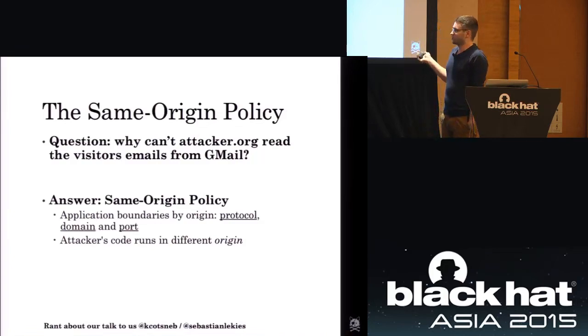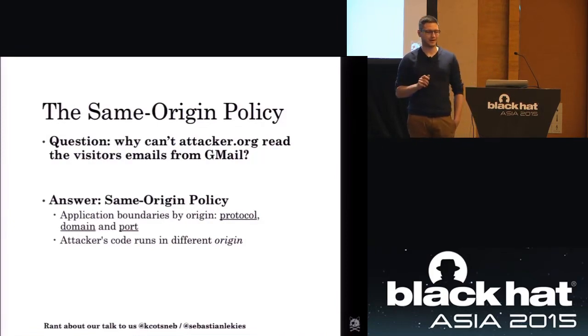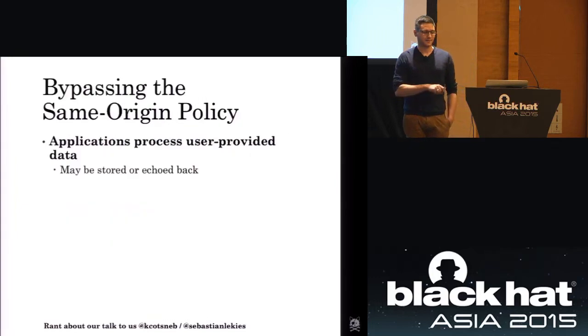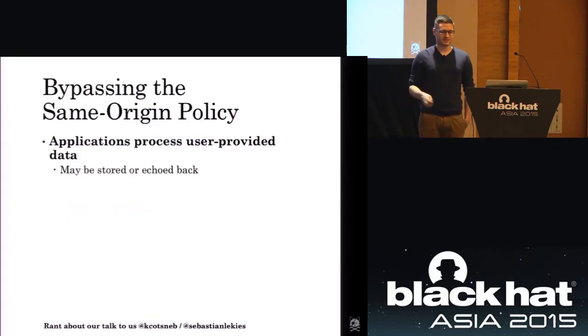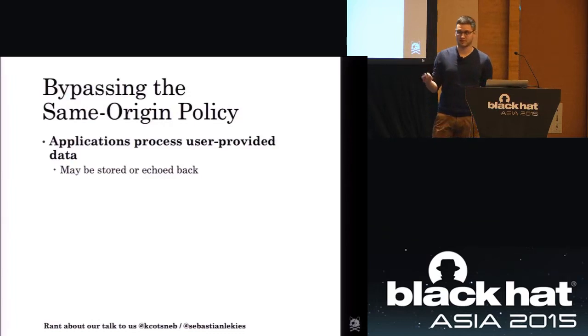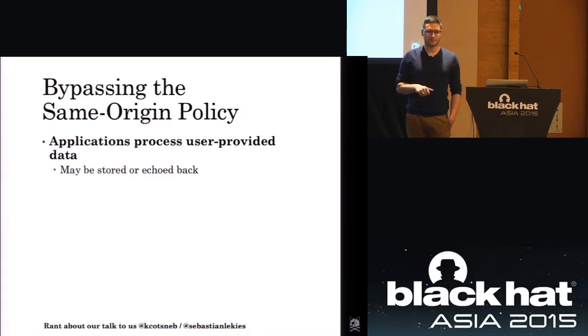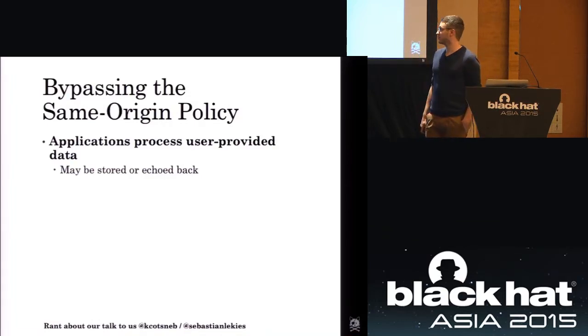This means that the attacker's code runs in a different origin. So since we're at Black Hat, this is a hacking conference, we want to know how we can actually bypass that, right? So how can we bypass the same origin policy? We have to take a look at what web applications or applications as such typically do. So they process data, right? It wouldn't make sense if you just had a static website that didn't do anything. You have some interaction with the user, so the user provides you with some data, say, for example, the URL is some piece of data or some input that is provided to you.